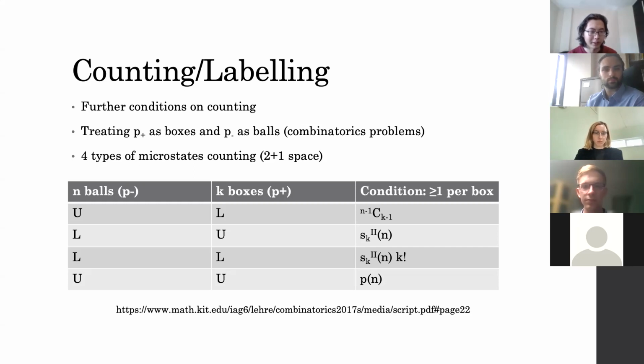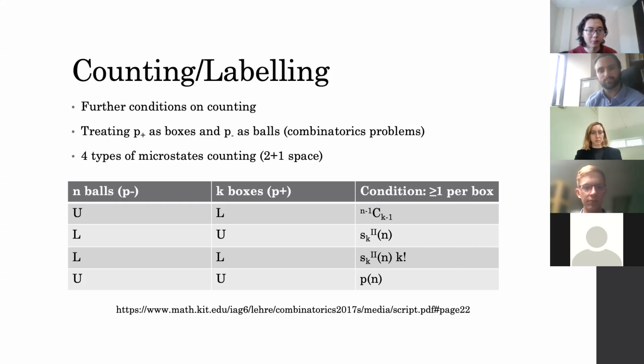So we try to label and unlabel them. This is a combinatorics problem. We can reframe it because each p minus point must connect to a p plus point. So we can treat p minus as balls and p plus as boxes. Then you can draw the link from p minus to p plus. Essentially, you are putting balls into boxes.